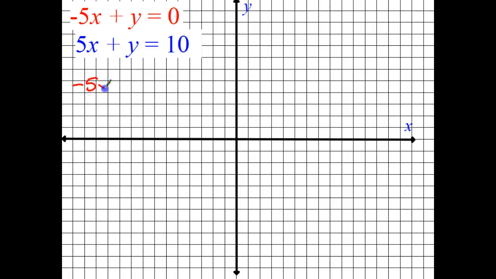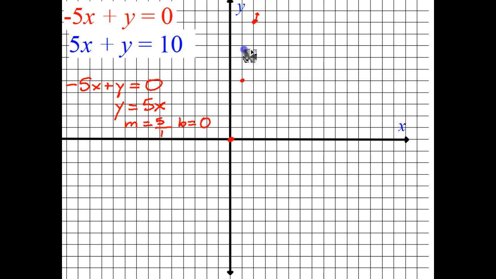So I have negative 5x plus y is equal to 0. I'm going to move the 5x to the other side, so I get y is equal to 5x. Looking at this, my slope is 5 over 1 and my y-intercept is 0. So I'm going to plug in 0 here, and then use my slope of 5 up, 1, 2, 3, 4, 5, over 1. Then I can draw a line down through, and that looks pretty good.